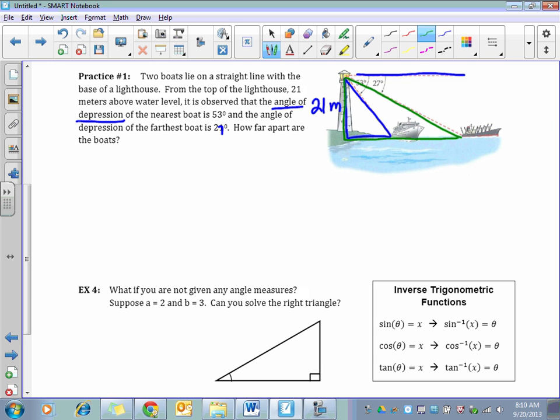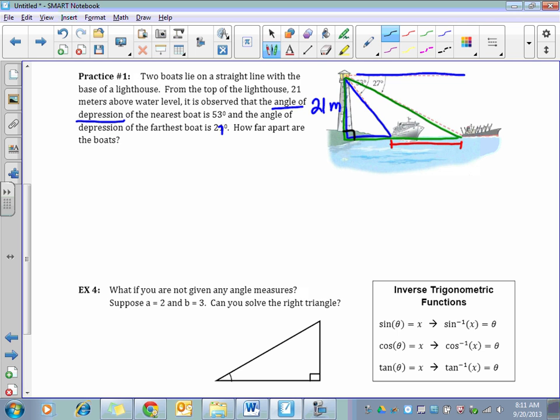We're interested, though, in the distance between the boats. So I'm interested in this distance in red. And in order to find that, I'm probably going to have to find that leg that lies on the sea for both the blue and the green triangle. In order to do that, I'm going to need to know some of the angles in this right triangle. So I know these are right triangles.